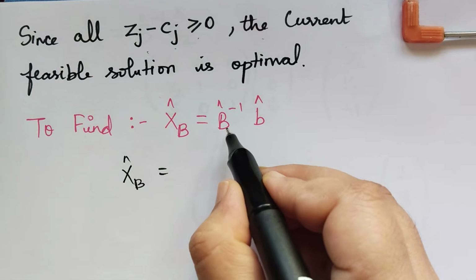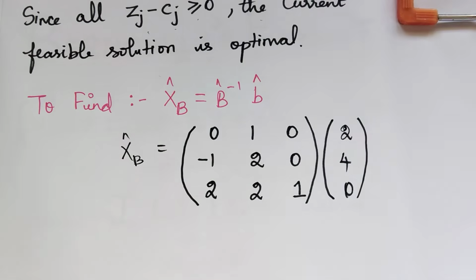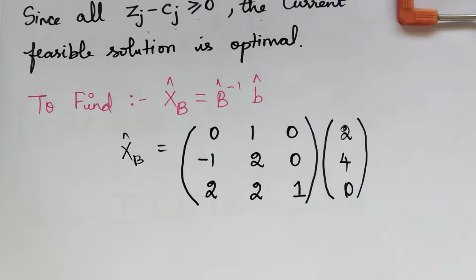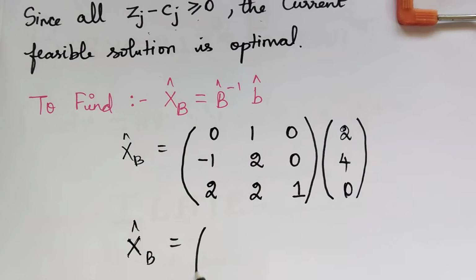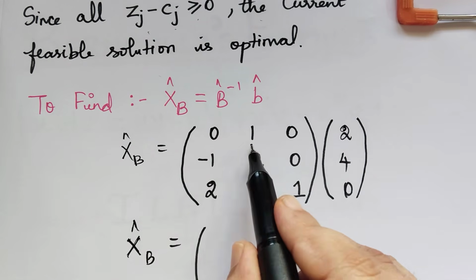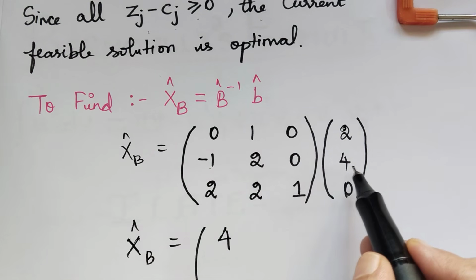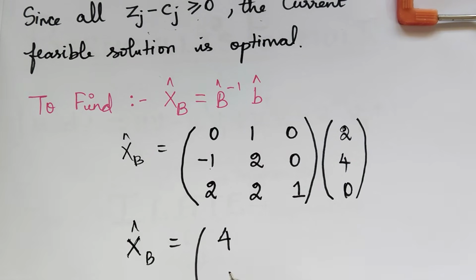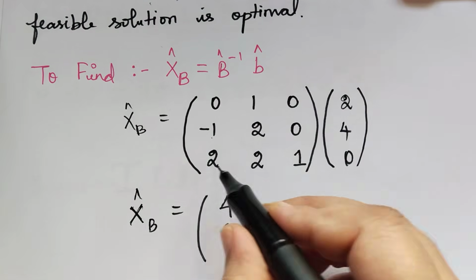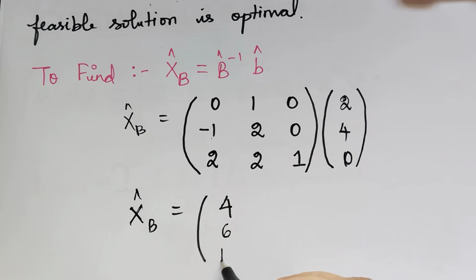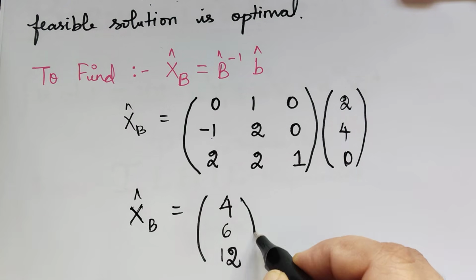We have to write the current B cap inverse. So this gives us the current B cap inverse that we have found, and B cap both we have to take in right here and multiply these two so that we can find xb cap. And so when we multiply, what we get? 0 into 2 plus 4 into 1 plus this is 0. So first is 4, and then this is minus 2 plus 8. So it is 6. And then we have 4 plus 8 plus 0. So 4 plus 8 is 12. So we get 4, 6, 12.